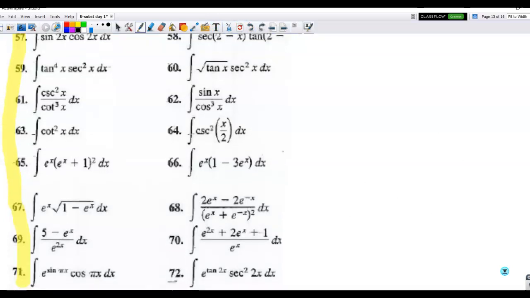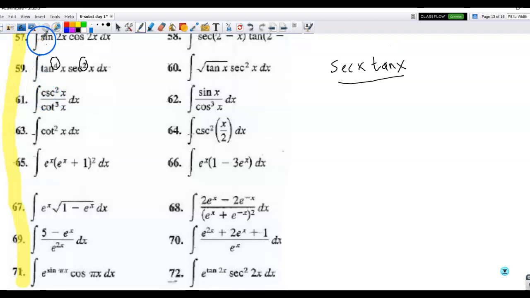Number 59. All right, so I've got tangent to the 4th power and secant to the 2nd power. Now, I know that there is a trig function that has a derivative of secant x tangent x, secant to the 1st power, tangent to the 1st power. I know that the derivative of secant is secant x tangent x.